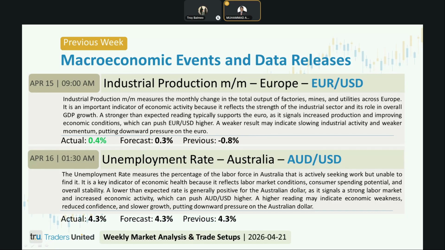Now let's discuss the financial news event details. The industrial production month over month in Europe: the previous number was minus 0.8%, forecast 0.3%. The actual number we got is 0.4%.